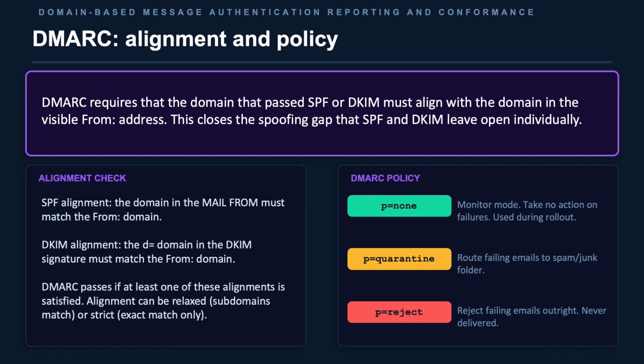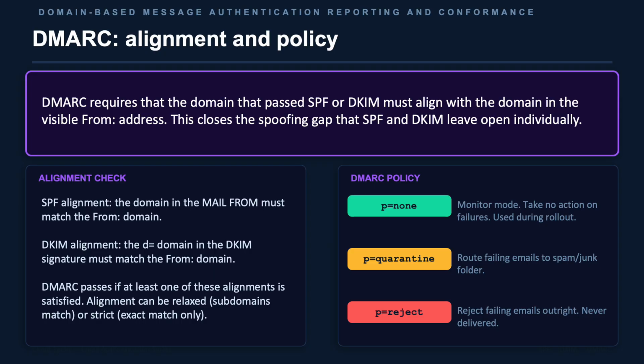And alignment comes in two modes. Relaxed alignment, the default, allows subdomains to match the parent. So mail from marketing.yourcompany.com aligns with yourcompany.com. Strict alignment requires an exact match. DMARC passes if at least one of SPF or DKIM passes and is aligned, so you have two independent paths to success.